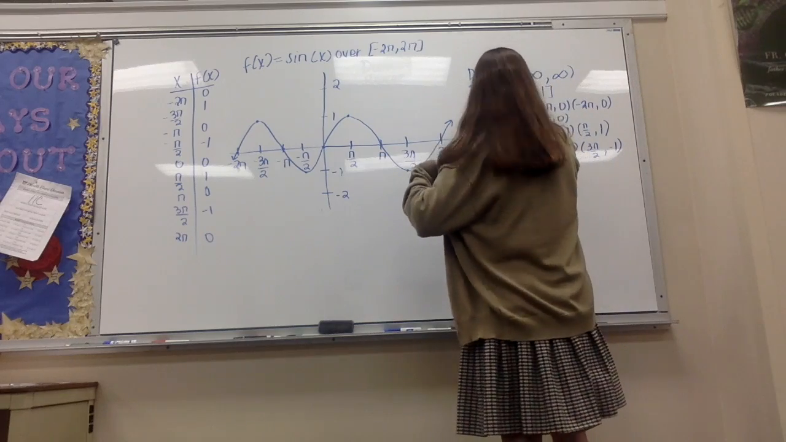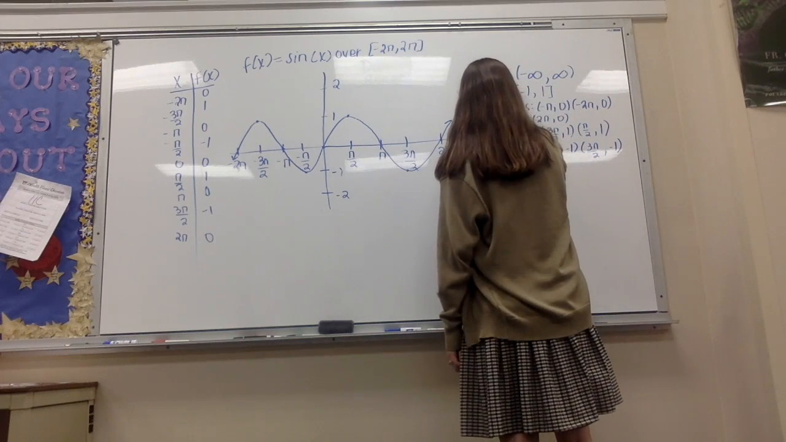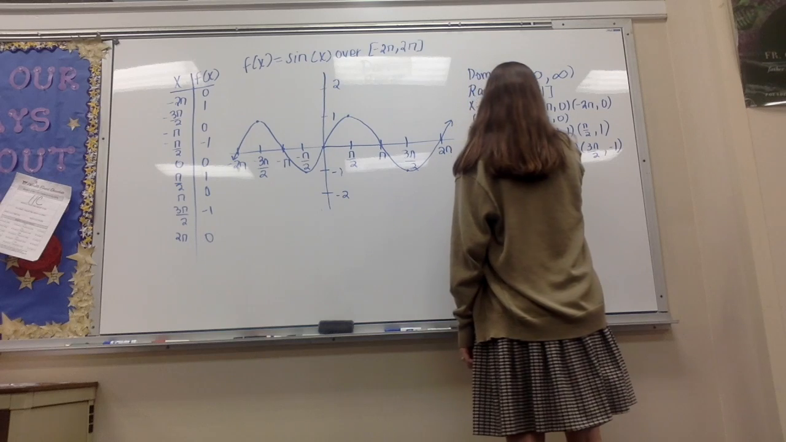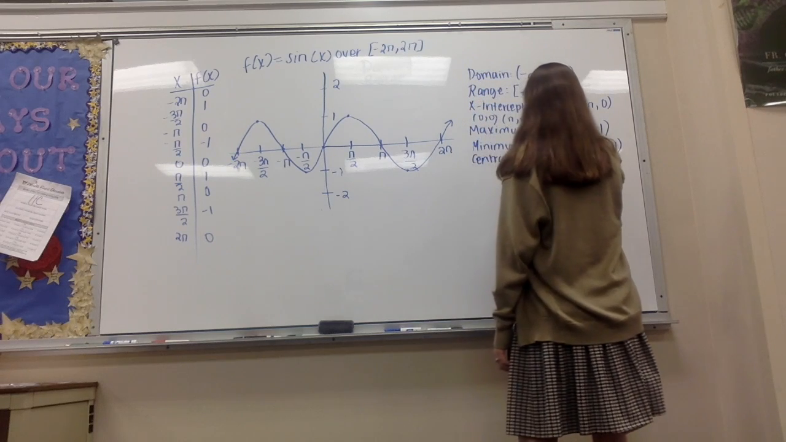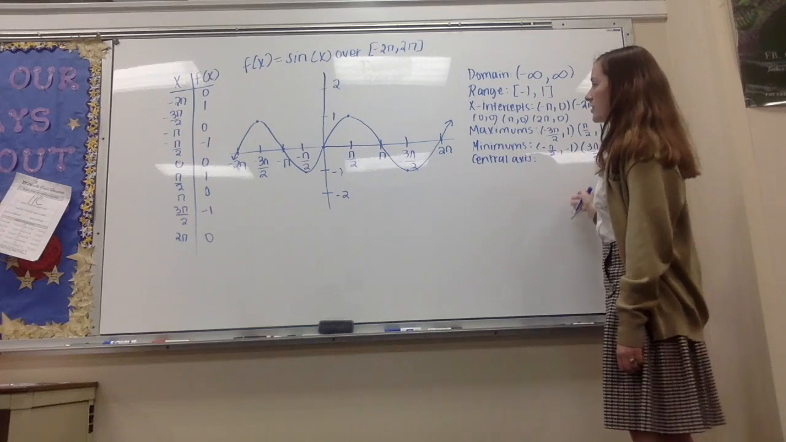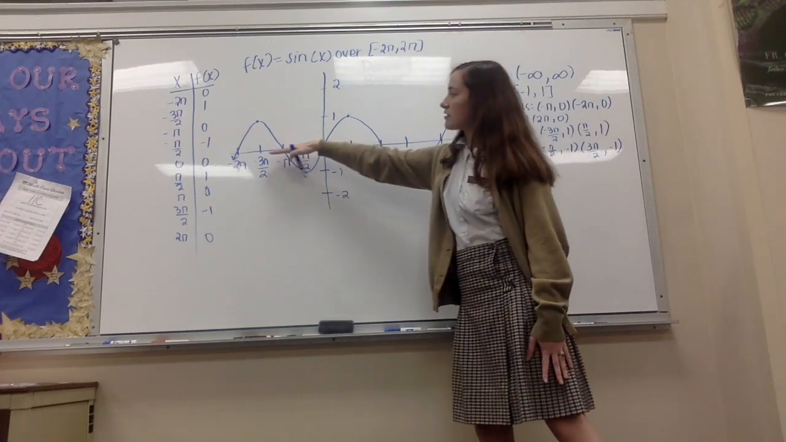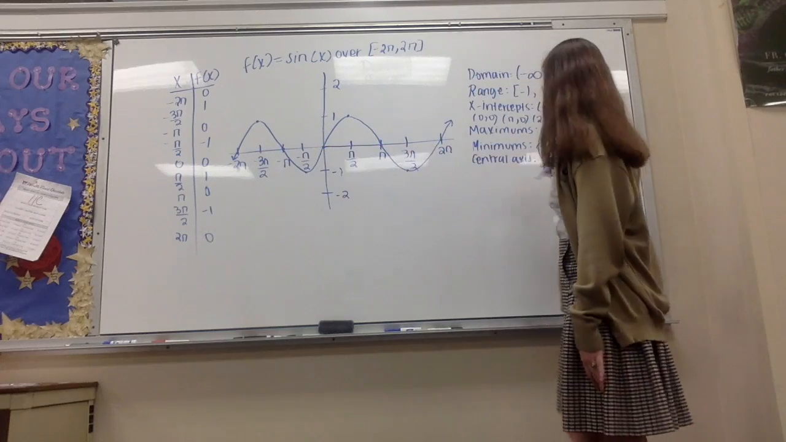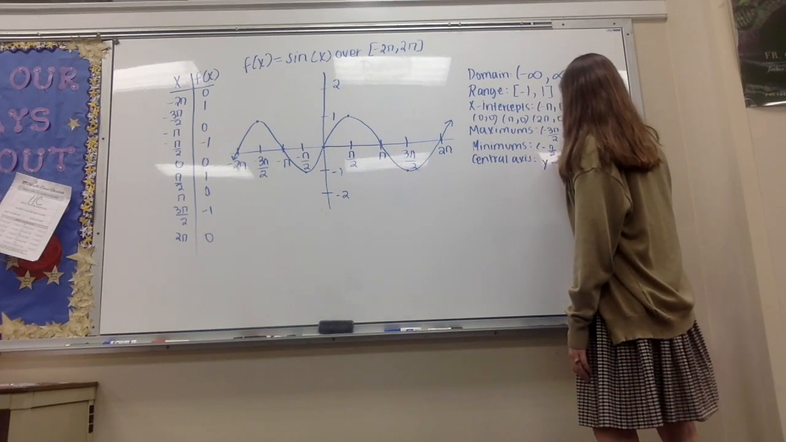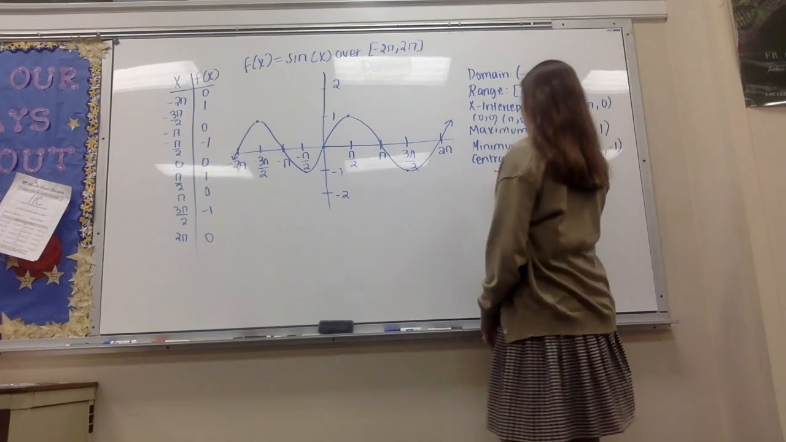Okay, so next we have the equation of our central axis. So this is always going to be y equals something. And for this one, you have to visualize how is it cut in half. So it's cut in half across 0 right here. So y equals 0.